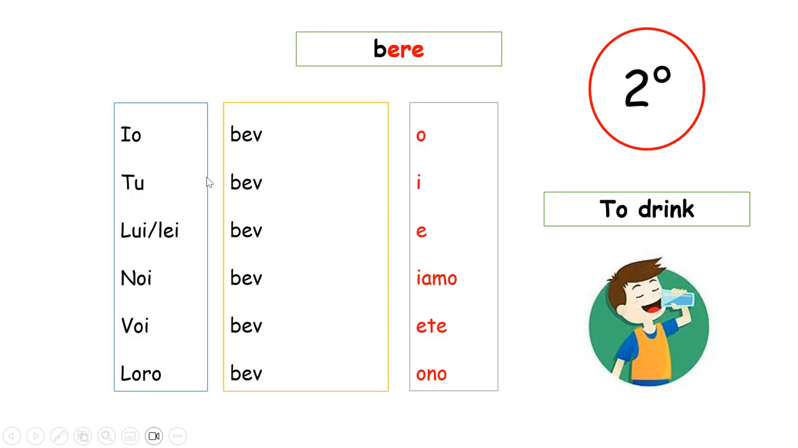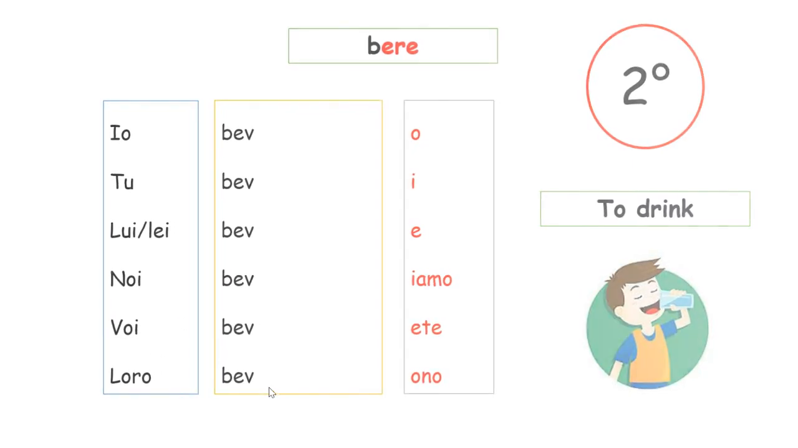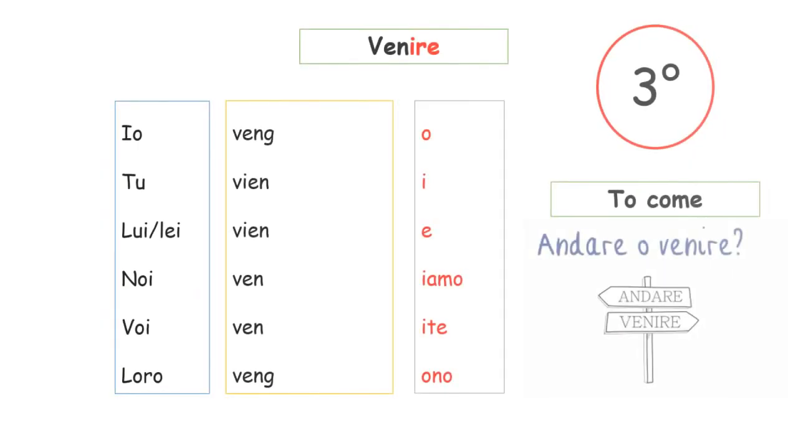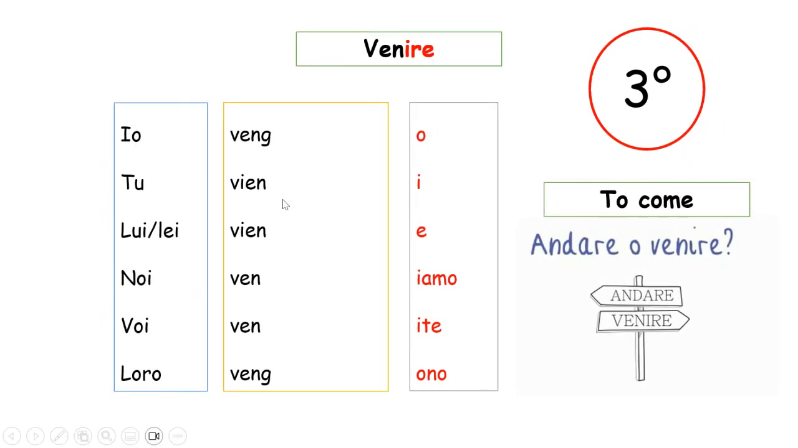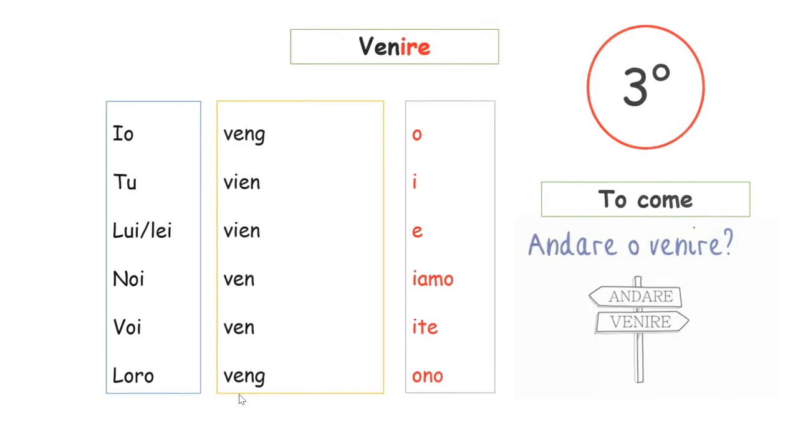Bere. Io bevo, tu bevi, lui beve. Noi beviamo, voi bevete, loro bevono. Venire. Io vengo, tu vieni, lui, lei viene. Noi veniamo, voi venite, loro vengono.